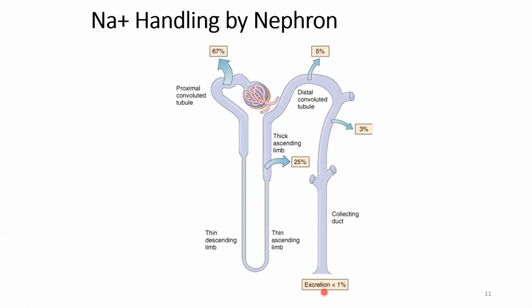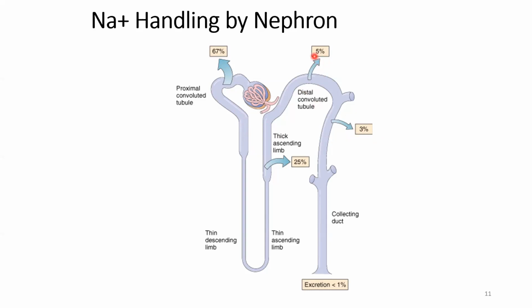This is just normal. Another point to note is that this 67 and this 25% is fixed. This is going to happen no matter what, generally speaking, unless they are at a constant GFR, of course, and constant GFR means the flow velocity is normal as well. 67% and 25% is constant. The variability comes here at 5% at DCT and 3% at the collecting duct.